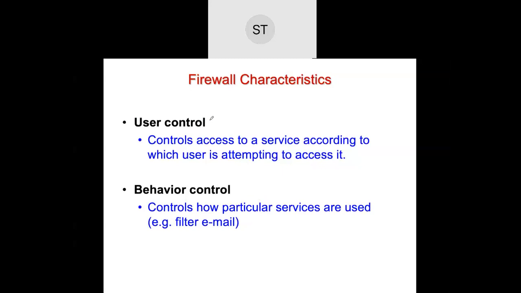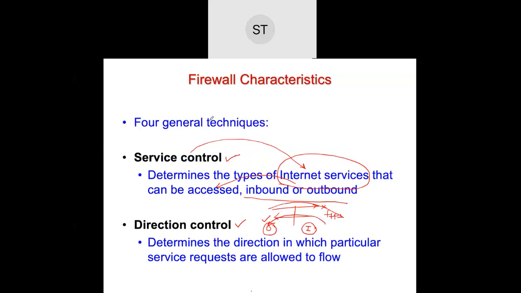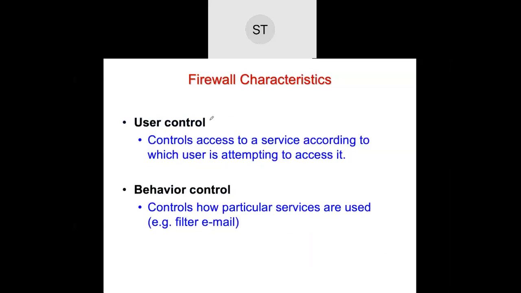So based on your requirement, you can configure that for the users. Means I want all these social media sites' access not for the first year students, but that can be allowed for the final year students. Okay, this is typically called user control. Behavior control is where particular services which are used can be controlled. So these are the 4 important characteristics: service control, direction control, user control, behavior control.